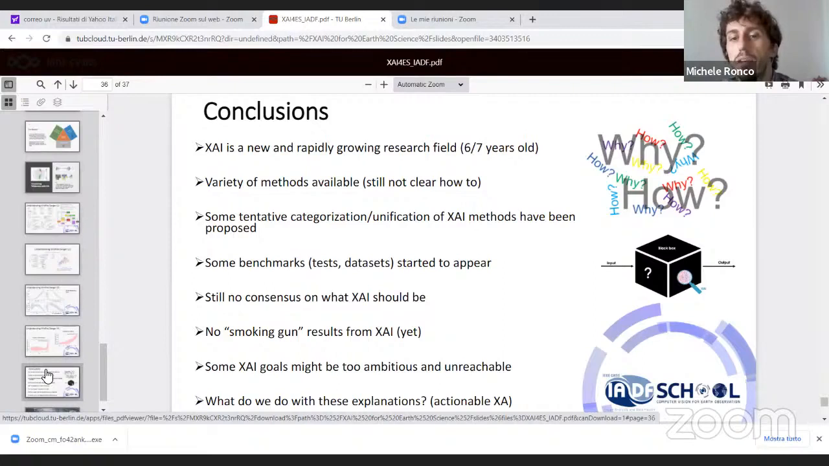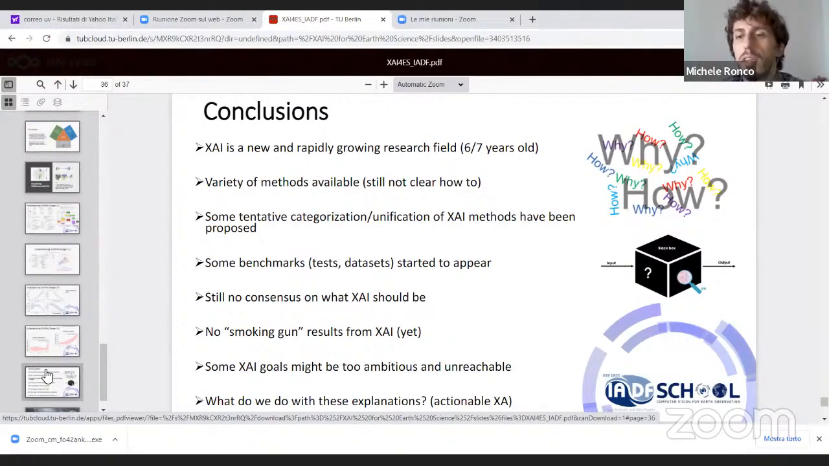There are some attempts of unification and categorization of the methods which have been proposed in the literature. I mentioned the recent review by Lundberg and collaborators on classifying the methods based on how they perturb and modify the input. There was also, some years ago, this paper by Ancona, which I also discussed briefly, on looking at all gradient-based methods and comparing all of them.